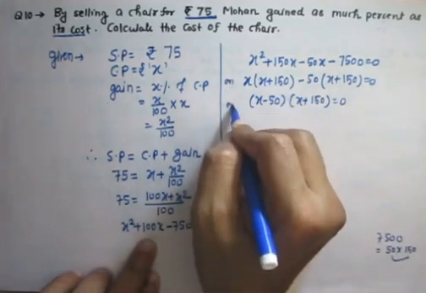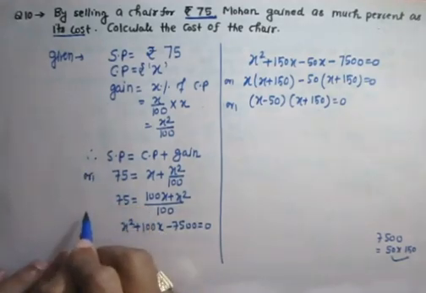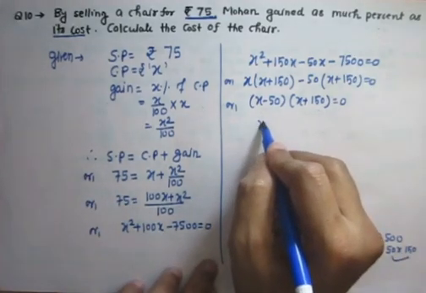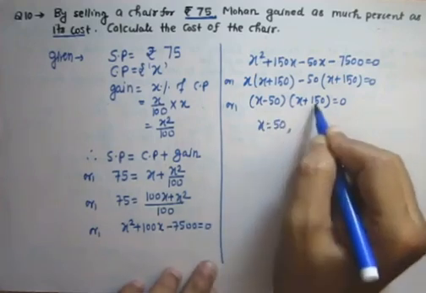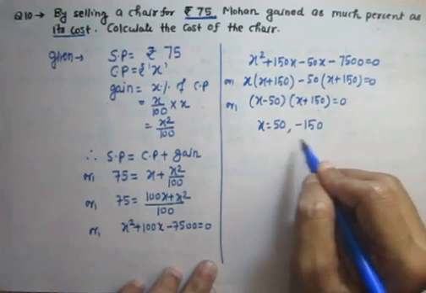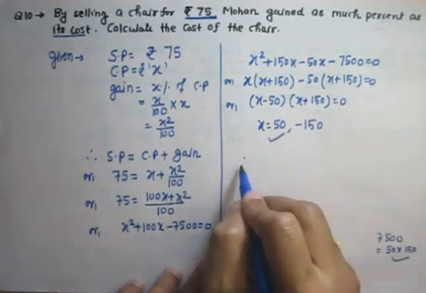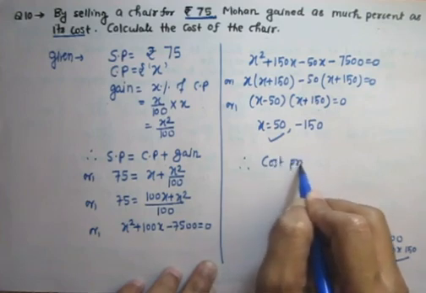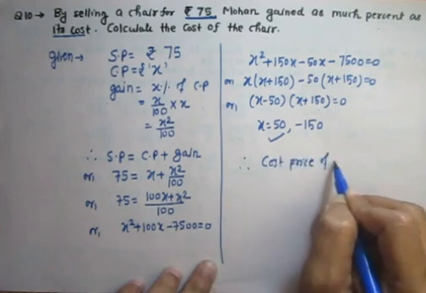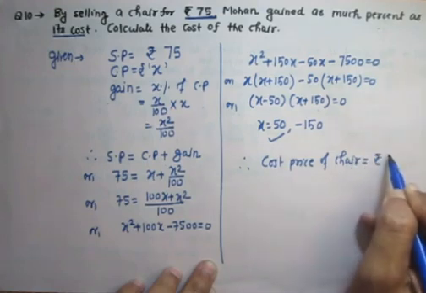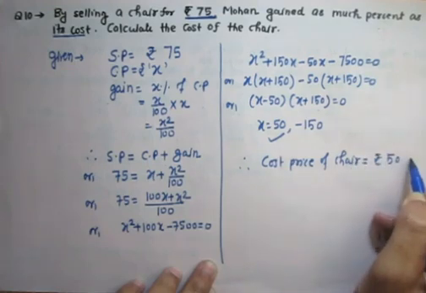Now from here you will get x is equal to 50, and from here you will get x is equal to minus 150. X is cost price, so it cannot be negative, so this value is acceptable. So the cost price of the chair is rupees 50. This is the answer.